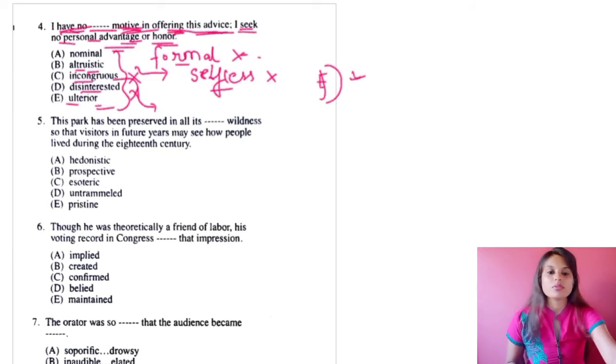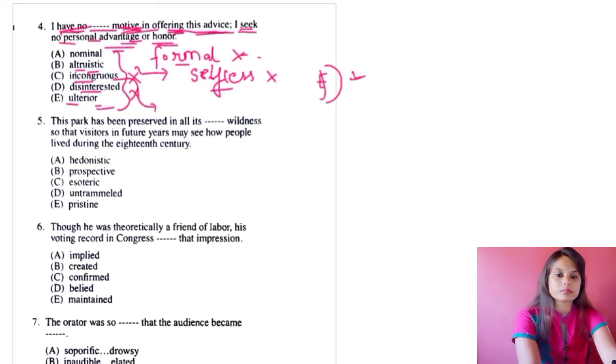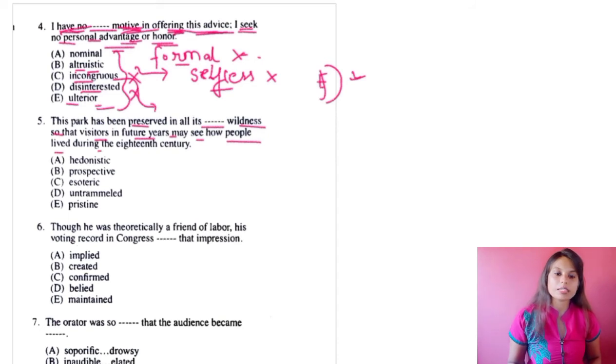Let us move over to question number 5. This park has been preserved in all its wildness so that visitors in future years may see how people lived during the 18th century. So they are talking about a park which has preserved all its wildness, so that visitors can come and visit this park in the future years and also see the raw lifestyle of the people of the 18th century. So let us see which option suits the best.